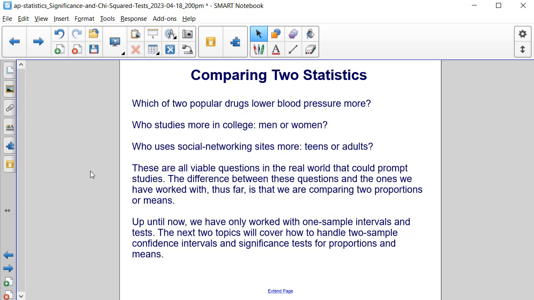The difference between these questions and the ones we have worked with thus far is that we are comparing two proportions or means. Up until now, we have only worked with one sample intervals and tests. The next two topics, meaning this one and the next one, will cover how to handle two sample confidence intervals and significance tests for proportions and means.